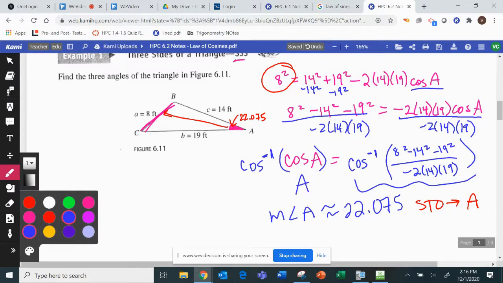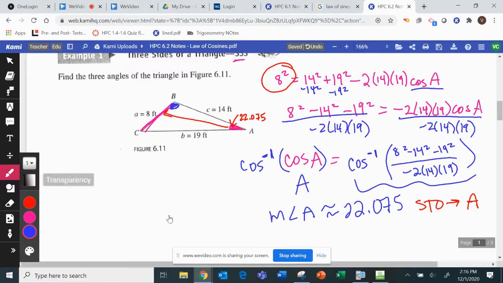I wanted to find angle B next. So I started out with, I lied. I was finding angle C. Just kidding. I want to do the one that's on my calculator so it doesn't take me extra time to type it in. Sorry, guys. I found angle C next, so I started with 14 squared equals, and then I added the other two, 8 squared plus 19 squared, minus 2 times 8 times 19, cosine C.